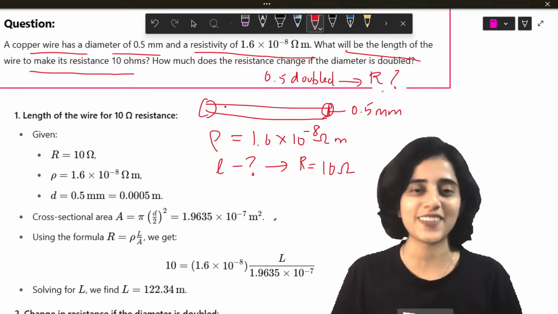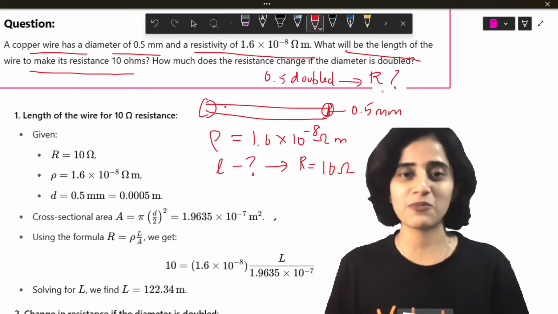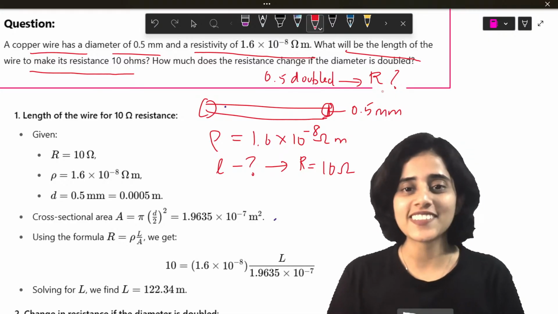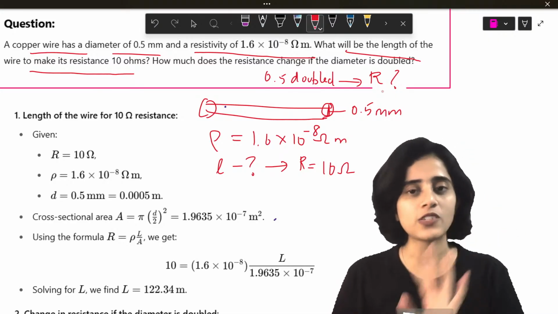Rockstar, that's enough. Okay, Rockstar is burning the whole chat with fire emojis. Thank you. Okay. Yeah. So these are the two parts of the question.